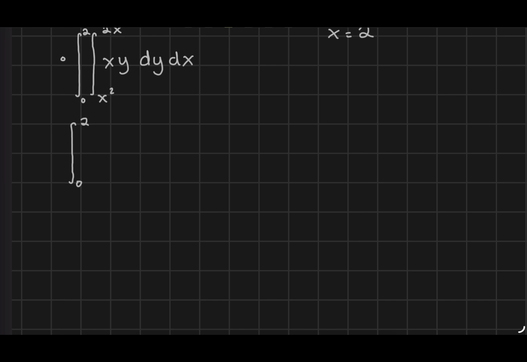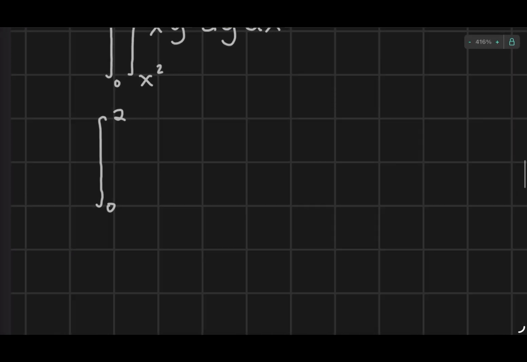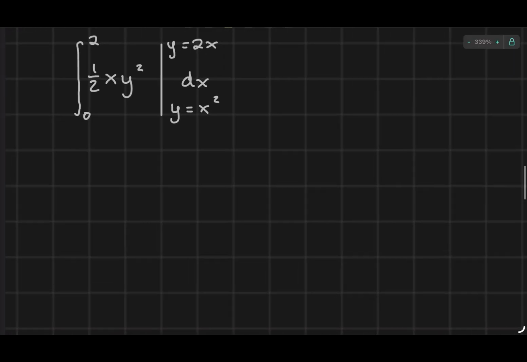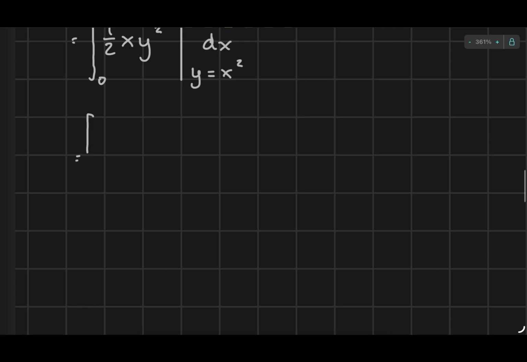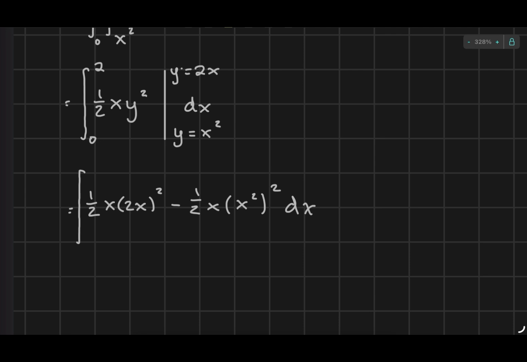Integral from 0 to 2. Integrating in terms of y, of xy, well, we did this last time. We have 1/2 x y squared from y is equal to x squared, and y is equal to 2x, dx. So now we are just going to plug that in. 1/2 x times (2x) squared minus 1/2 x times (x squared) squared dx. Using the fundamental theorem of calculus here, plugging that into there.